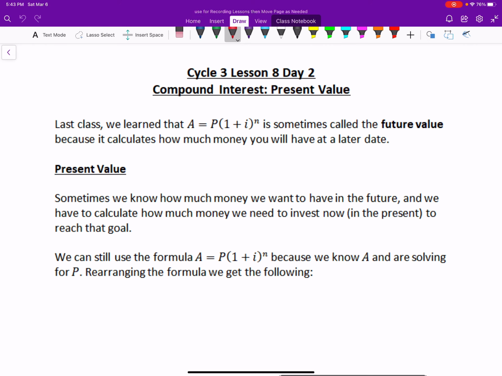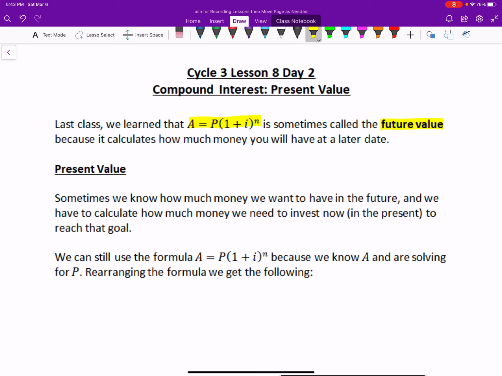So you may remember, hopefully, that the compound interest formula is A, the final amount, is equal to the principal, P, times (1 + i) to the exponent n, where i is the interest rate per compounding period and n is the number of compounding periods. Sometimes we call that formula future value because it calculates how much money you will have at a later date. P is the amount of money that you invest now, then A would be what you have later, after you've earned some interest.